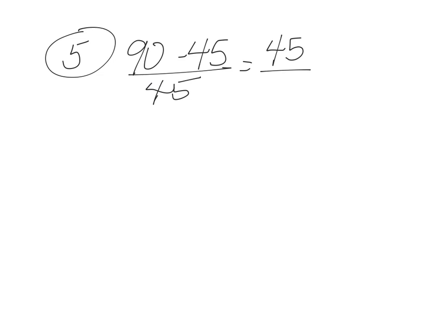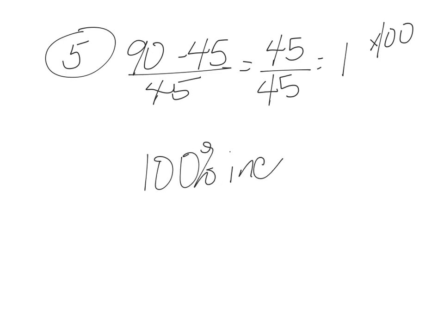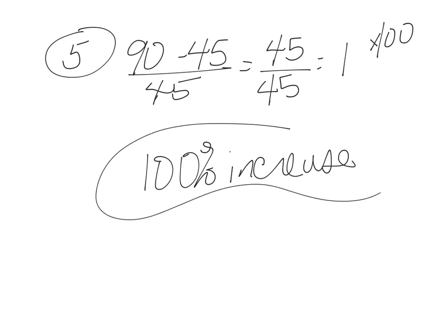All right, so our ending number is 90. Our starting number is 45 divided by our starting number. And so 45 divided by 45 gives you 1. We're going to multiply that by 100, and that gives you 100% increase. So that's a nice, easy one. Anytime something doubles, it increases by 100%. That does not work by having somebody decrease it by 50%.